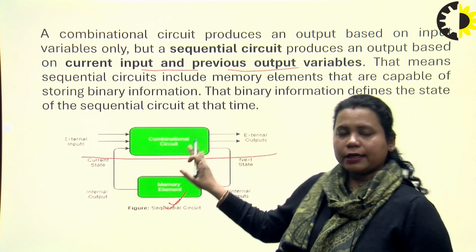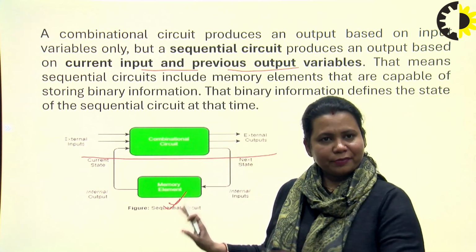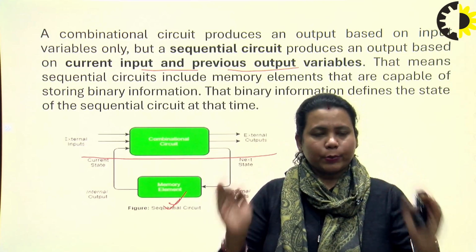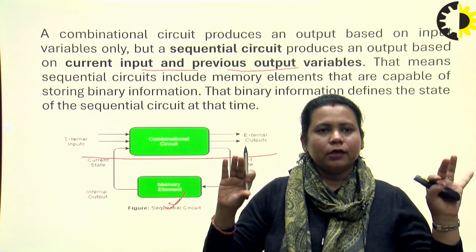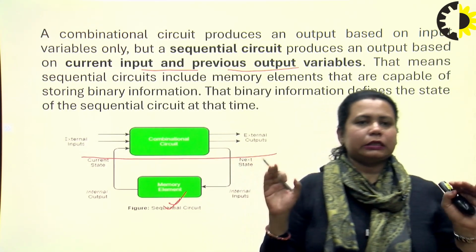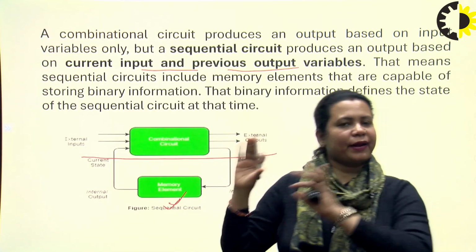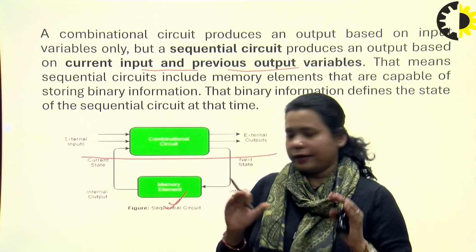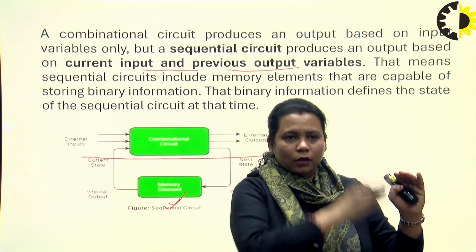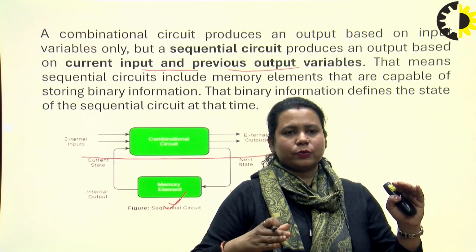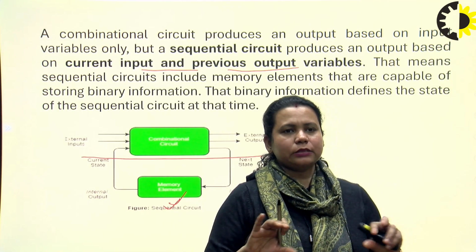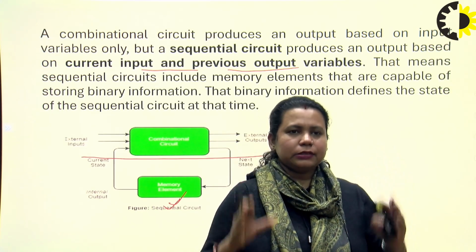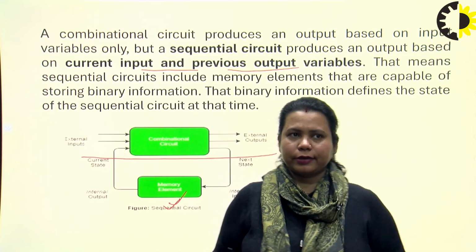So the combinational circuit and the memory element make the sequential circuit. When there is only the combinational part, that means the output is dependent only on the present input, then it is a combinational circuit, right? And when your output depends on memory, on past input as well, there we need a memory device, a memory part. That case is basically the sequential circuit, right?